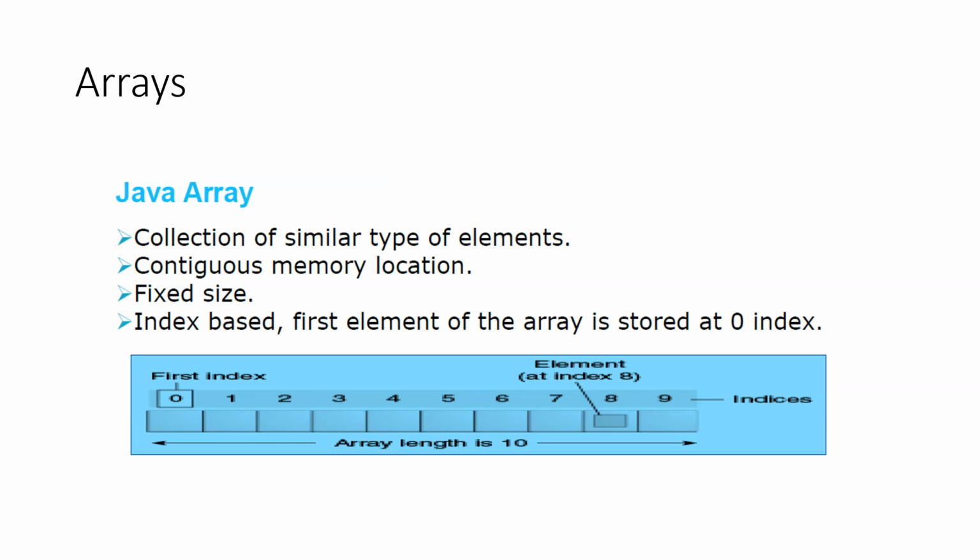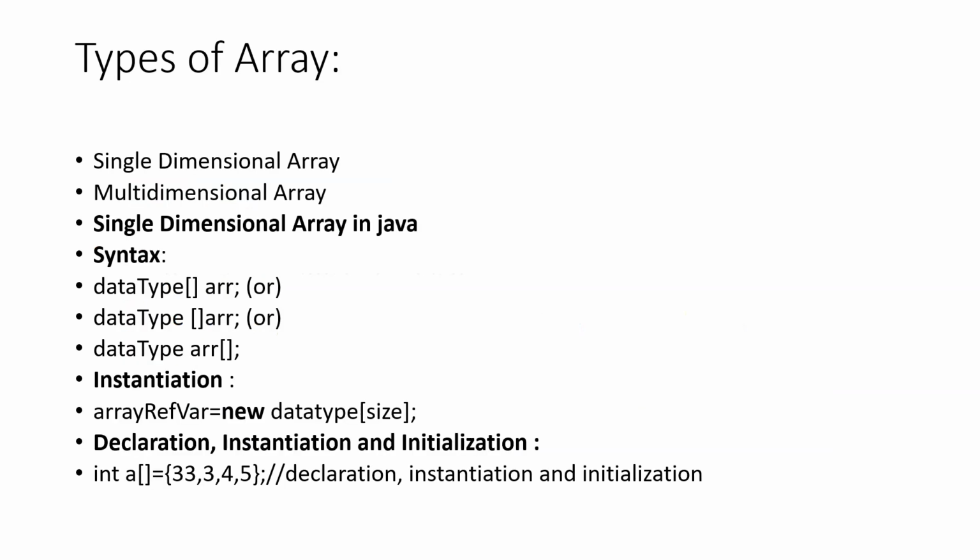So if the array length is 10, you can refer to each element in the array using its index starting at 0. Now what are the different types of array? You have single dimensional and multi-dimensional arrays.